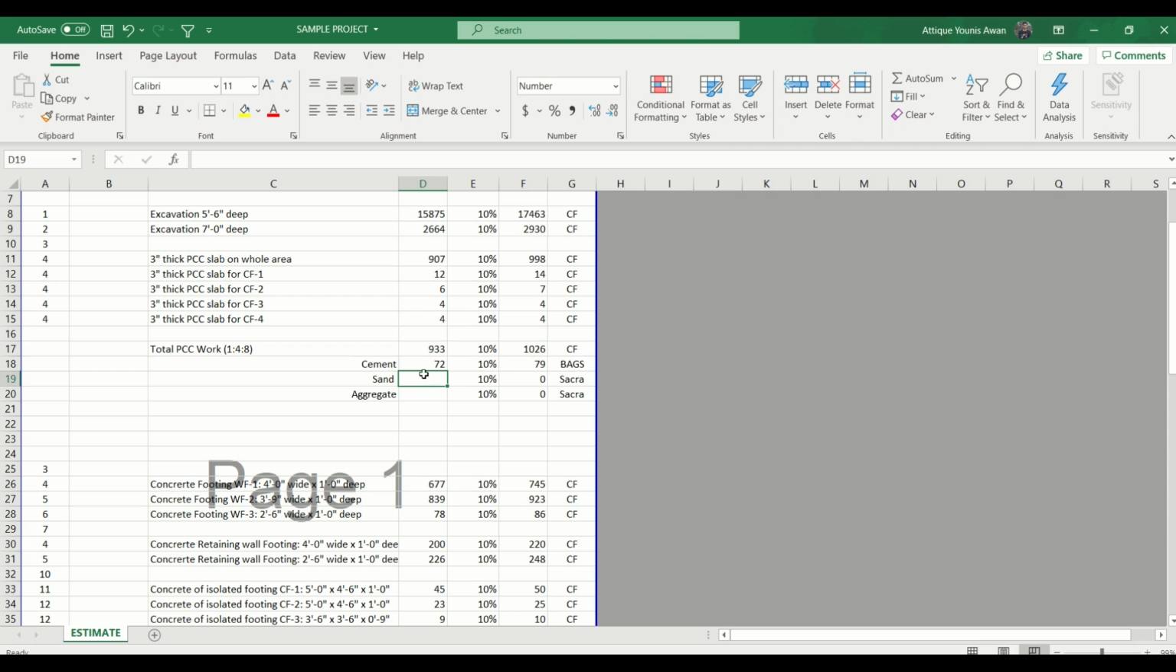Actually, not bags yet. This will give us the cubic foot of cement. We know that one cement bag is equal to 1.25 cubic foot, and that gives us the number of cement bags. So it is 57, or if you add the wastage, it will be 63.